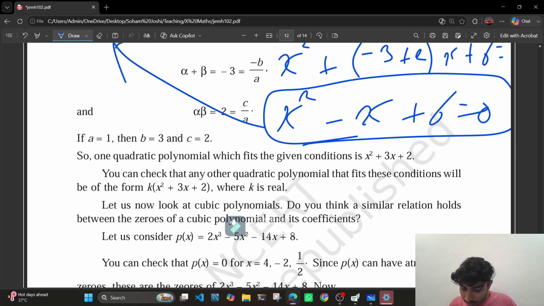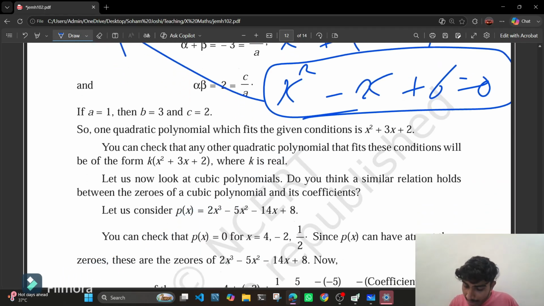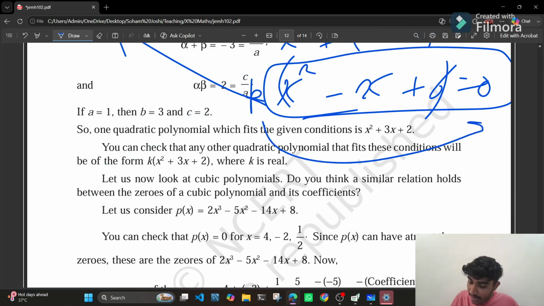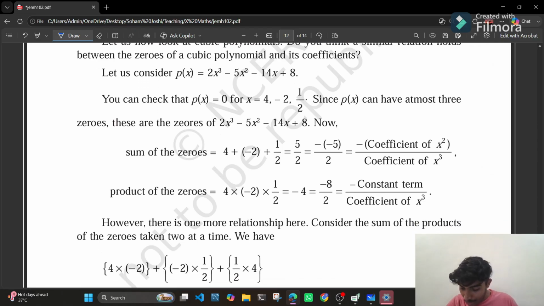You will get it as -3 and 2. You can also write it as k into something, because k is some constant. If you multiply it, that is also okay, because if we send k to this side, it will just become 0. So that is not a problem.